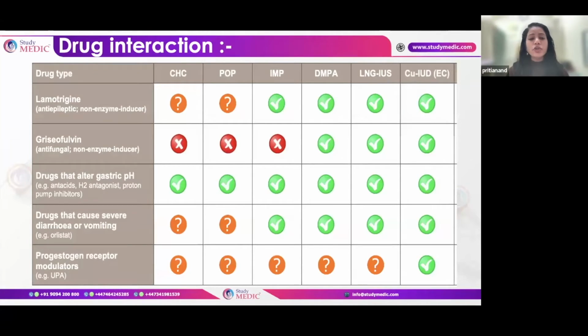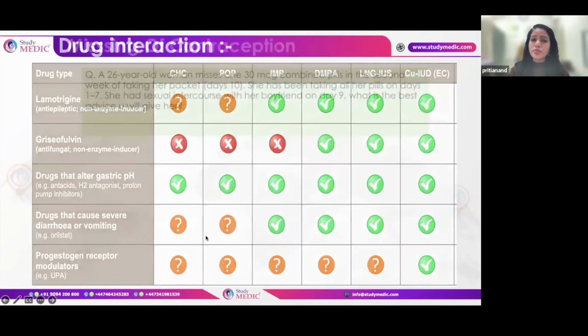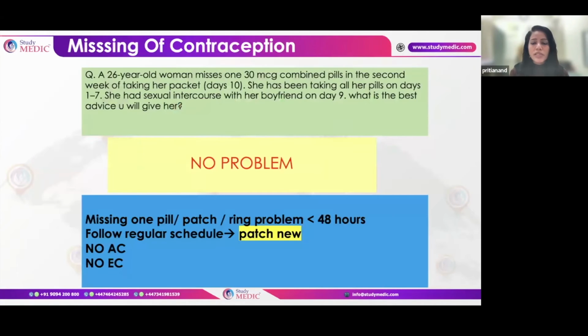And if you're planning to give ulipristal acetate to any patient, then after how many days should you not give any other hormonal contraceptive? That is 5 days. So if you are giving UPA, then hormonal contraceptive should be avoided. Now, missing is another very important topic for our exam. So missing contraception, that is missing of CHC, POP, implants, IUCD, I'm going to discuss everything.